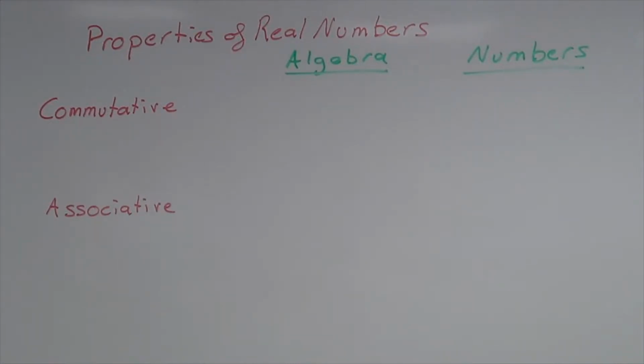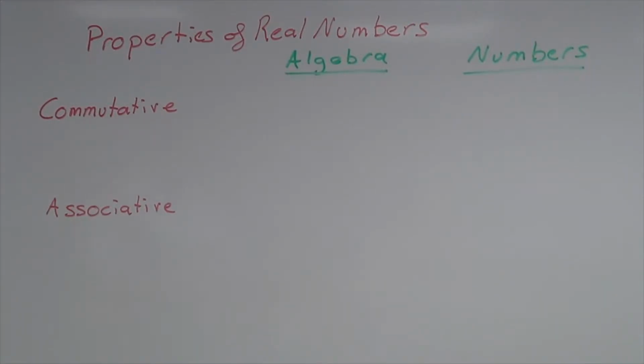Okay, in this video I'm going to talk about properties of real numbers. I'm just going to talk about two properties this time, the commutative property and the associative property. Now this is a little bit misleading. It looks like I only have two properties up here, but commutative and associative both kind of have subcategories, you can think of them as.